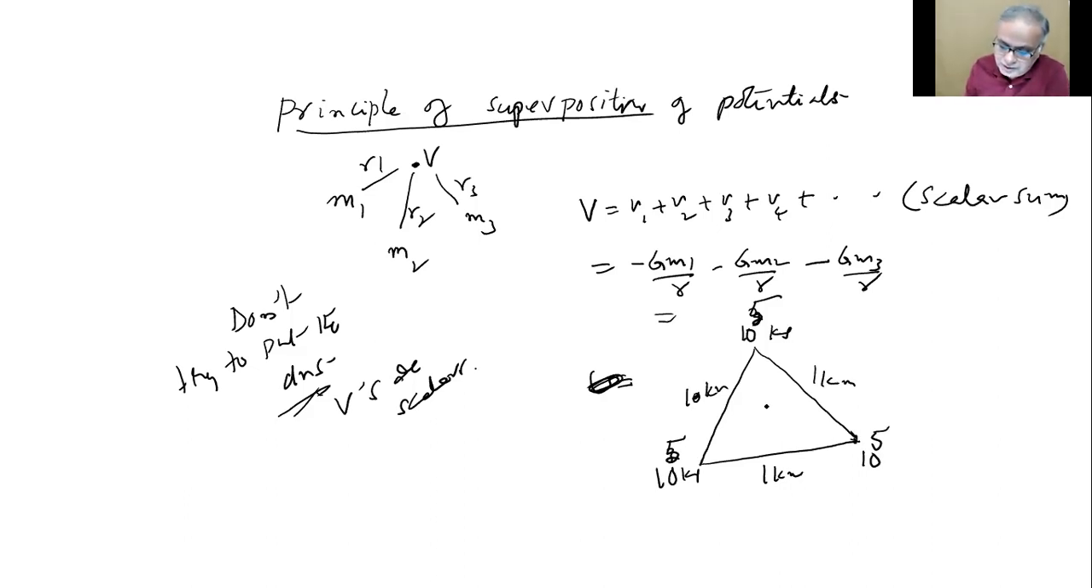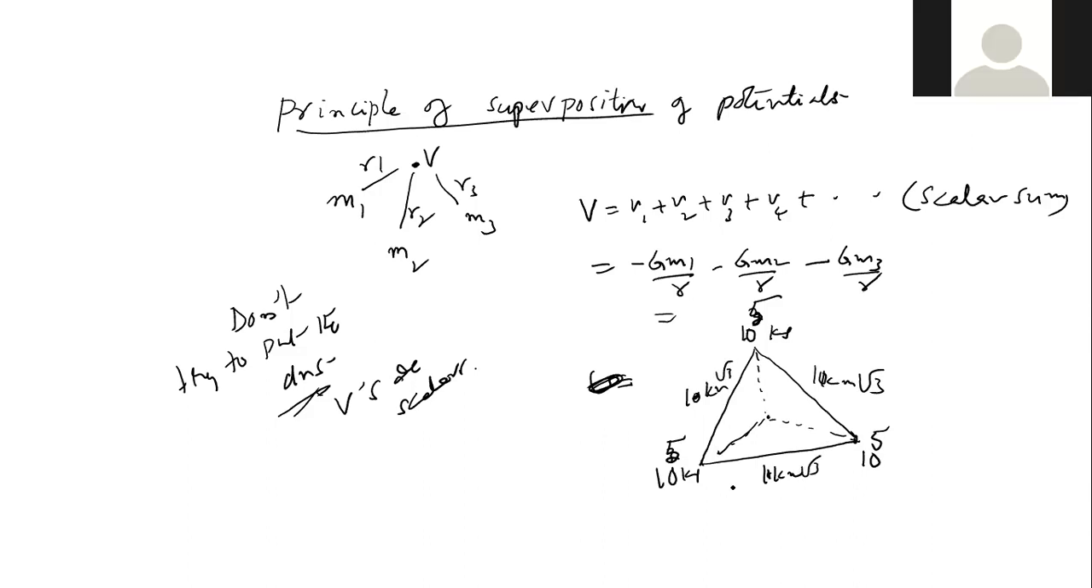So at the center, what is the gravitational potential? Tell me. If this is 10 kilometers, how much is this? Shall I make it 10 root 3 kilometers so that my calculation becomes simple? Root 3 I'll put. So this distance will be 10 kilometers, right?